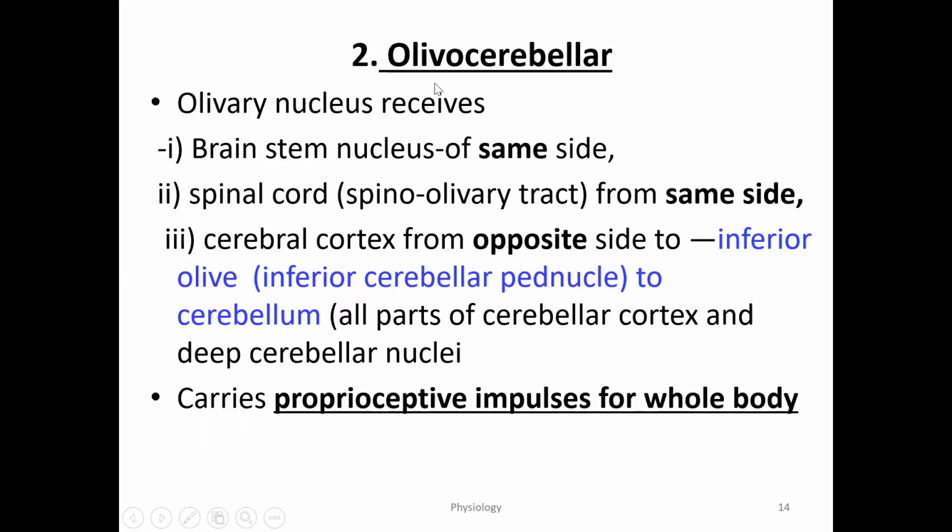Climbing fiber, that is the olivocerebellar tract. Now, this olivary group of nuclei receives signals from the brainstem nuclei of the same side. They receive signals from the spinal cord also, and they also receive signals from the cerebral cortex. Once the signals arrive at the olivary group of nuclei from the brainstem, spinal cord and cerebral cortex, they cross to the opposite side and enter into the cerebellar nuclei. And what is the function of this tract? Proprioception, the proprioceptive impulses for the whole body.